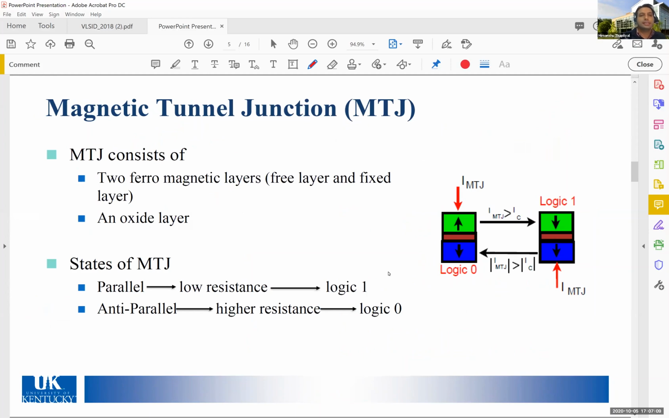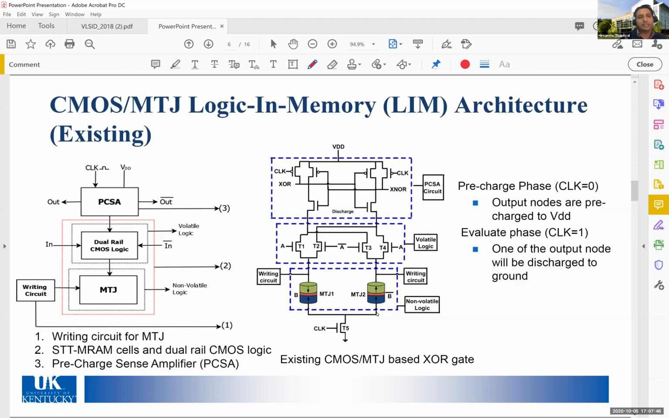This is an example of the magnetic tunnel junction. An MTJ consists of two ferromagnetic layers. One of them is a free layer, another is a fixed layer, and in between there is a sandwich layer represented by the oxide layer. Two states are possible. One is the parallel state, the low resistance state, represented by logic 1, or you can have the anti-parallel state, the high resistance state, represented by logic 0.